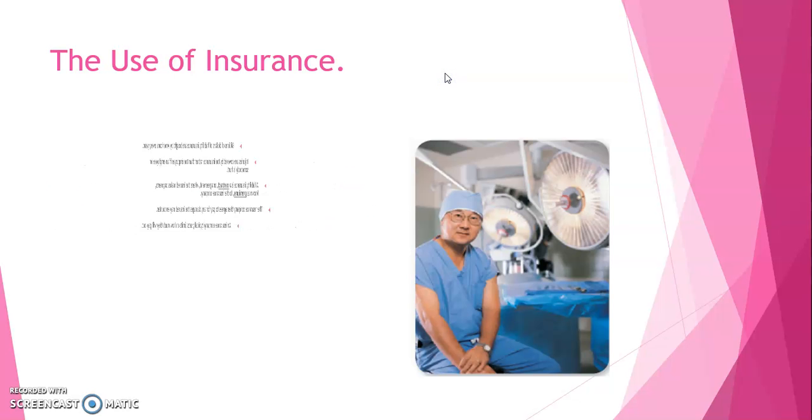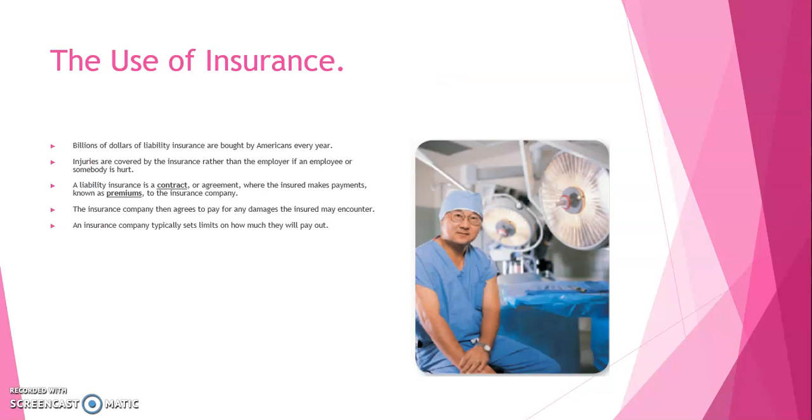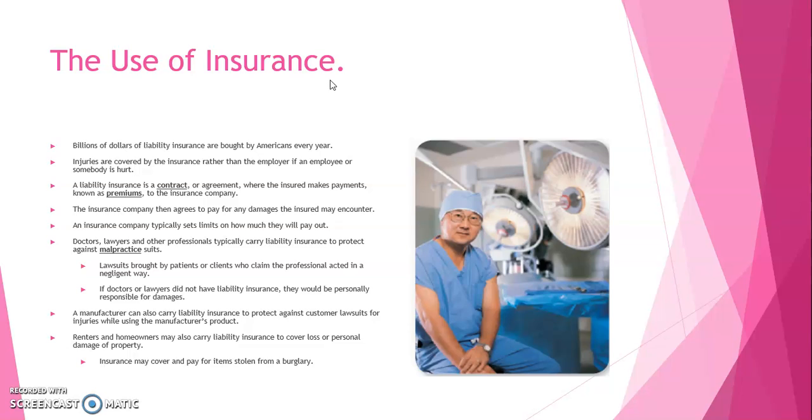The use of insurance. Billions of dollars of liability insurance are bought by Americans every year. Injuries are covered by the insurance rather than the employer if an employee or somebody is hurt. Liability insurance is a contract or agreement where the insured makes payments known as premiums to the insurance company. The insurance company then agrees to pay for any damages the insured may encounter. An insurance company typically sets limits on how much they will pay out as well. You might know some of this from TV or personal experience.